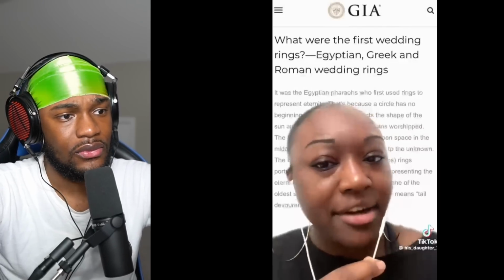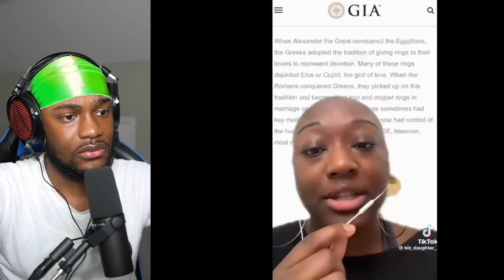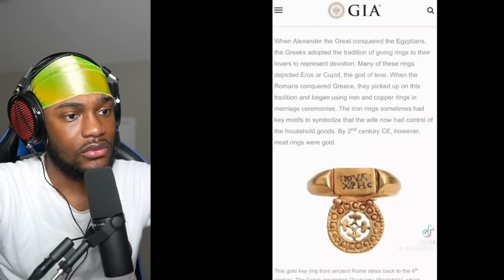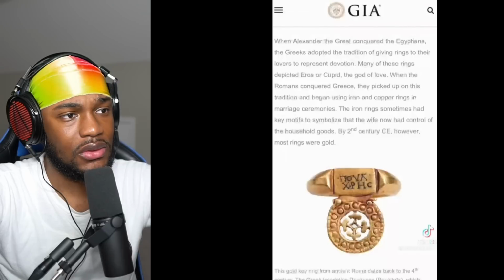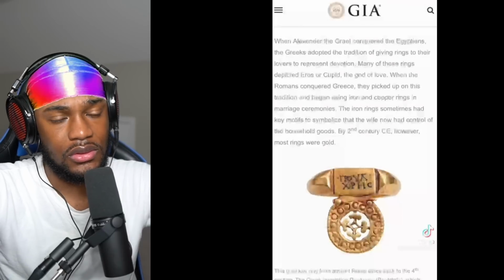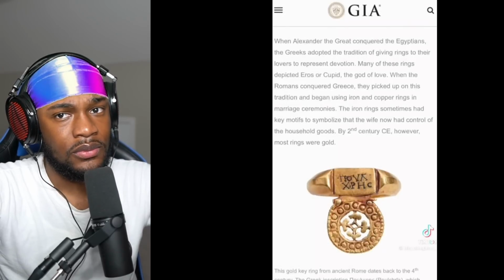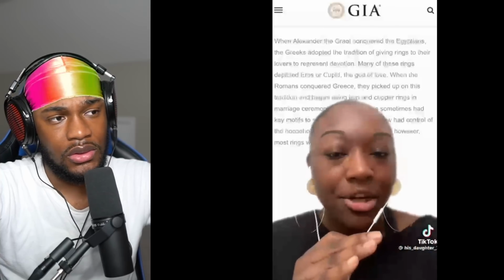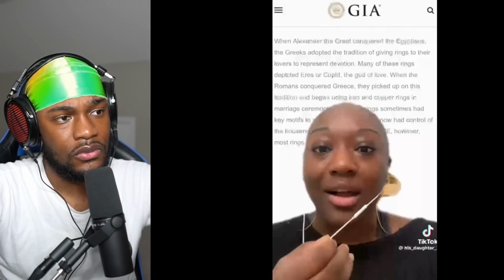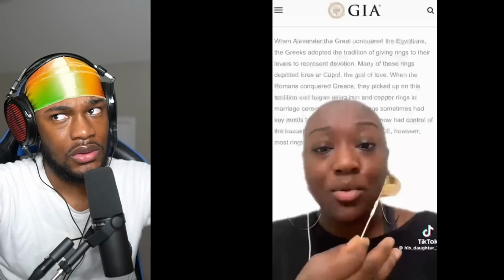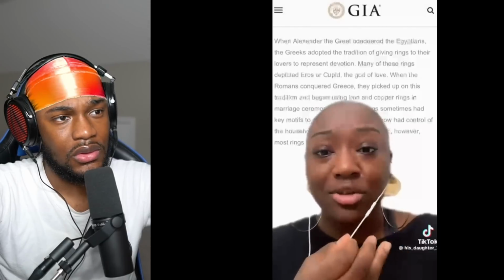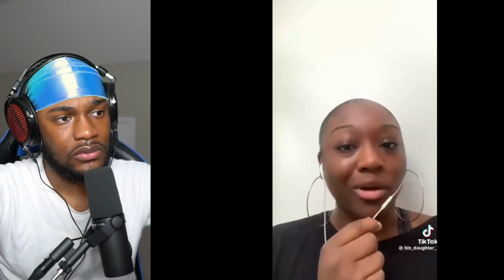But it doesn't stop there. This tradition soon became very popular, which led the Greeks to adopt it. When Alexander the Great conquered the Egyptians, the Greeks adopted the tradition of giving rings to their lovers to represent devotion. Many of these rings depicted Eros or Cupid, the god of love. The common denominator with all these rings is their devotion to another god. For the Egyptians, it was the sun, the moon, and various other gods, and for the Greeks, it was Cupid, Eros, and probably others too. When our people went into slavery in Egypt, we began to adopt these traditions as well, carrying it with us when we came out. Wedding rings are pagan, there's only one god that we should be worshipping, so if you have a wedding ring on, take that off.